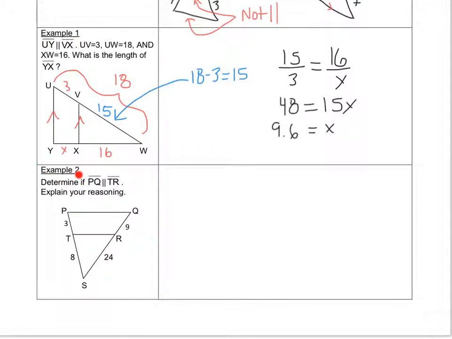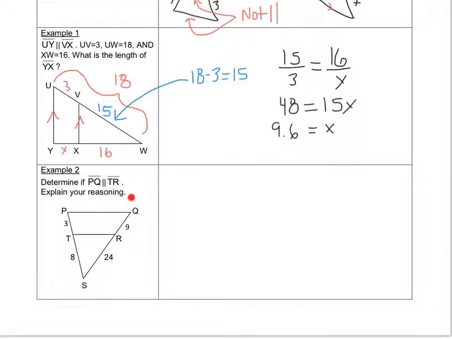Example 2 says this: determine if PQ is parallel to TR. They're asking us, are these two lines parallel? That's different from this problem. This problem starts with this line and this line. They're parallel. So here they say they're parallel, and here they're asking us to prove that they're parallel.